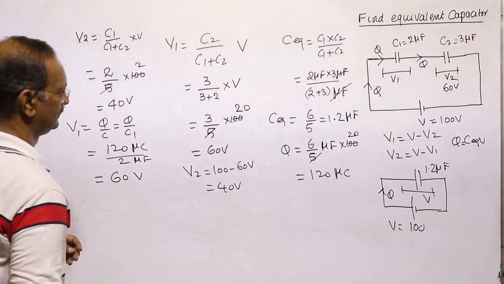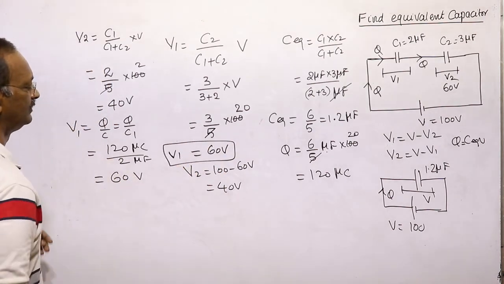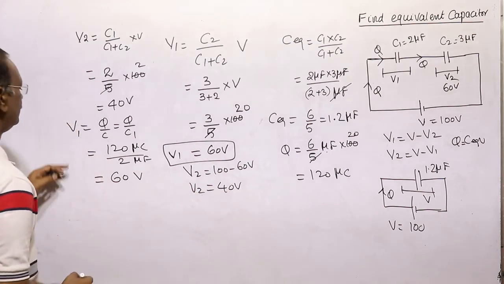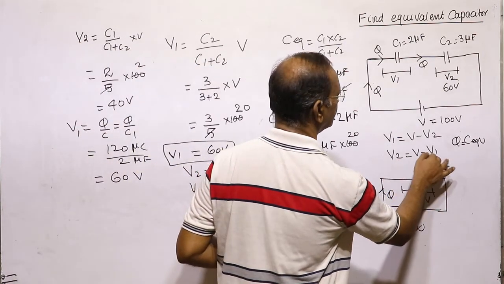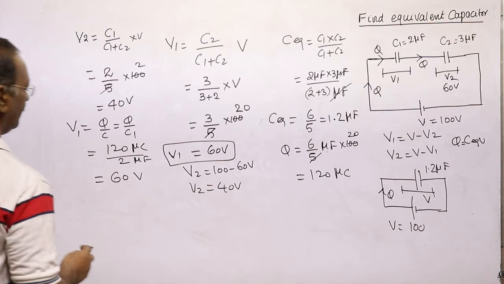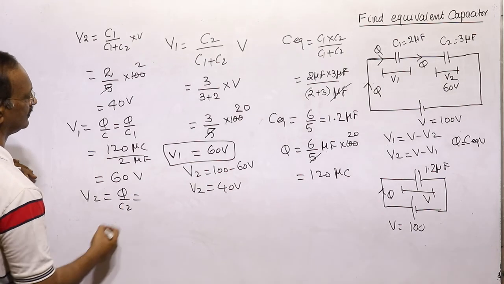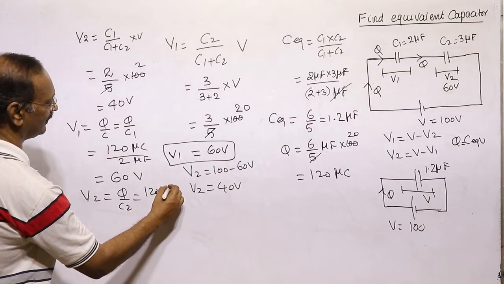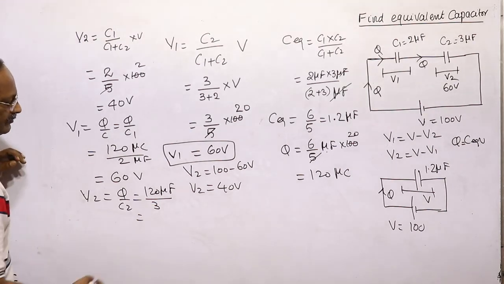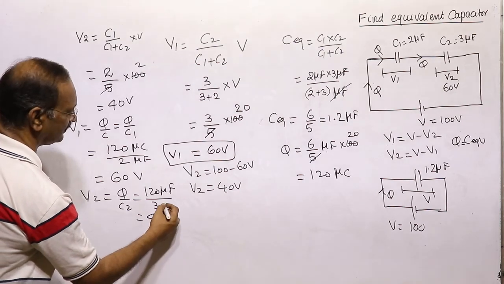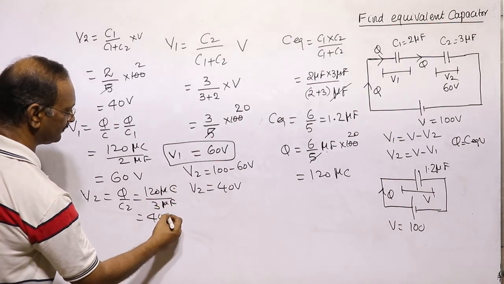V1 is equal to 60 volt, and V2 is equal to 40 volt. We can find V2 this way also: V2 is equal to V, that is 100 minus 60, which is 40 volt. Let us find it by our traditional method. V2 is equal to Q by C2, which is 120 microcoulomb divided by 3 microfarad, equal to 40 volt. Micro cancels.